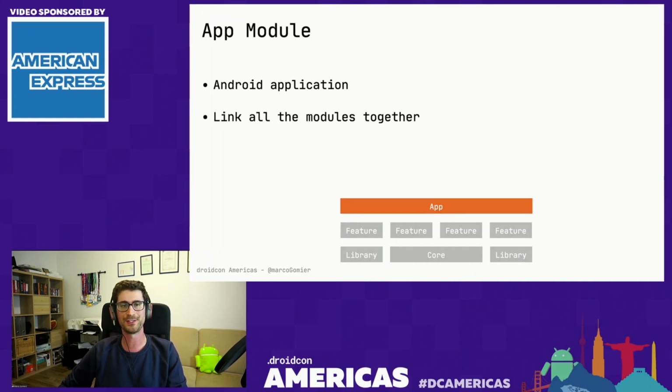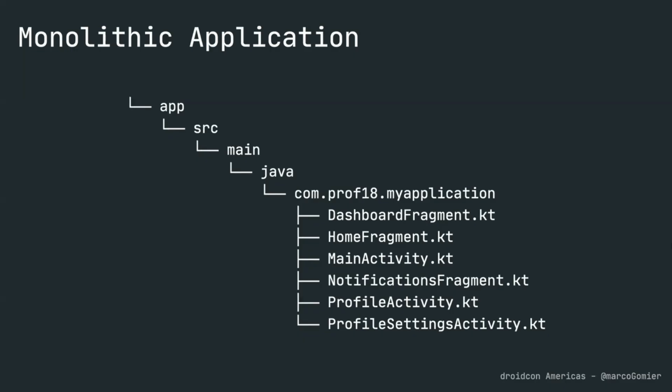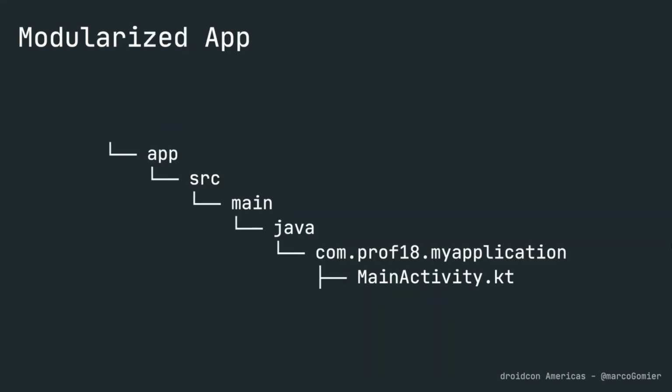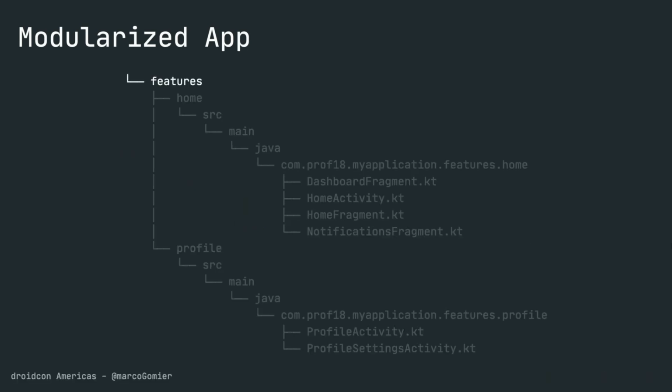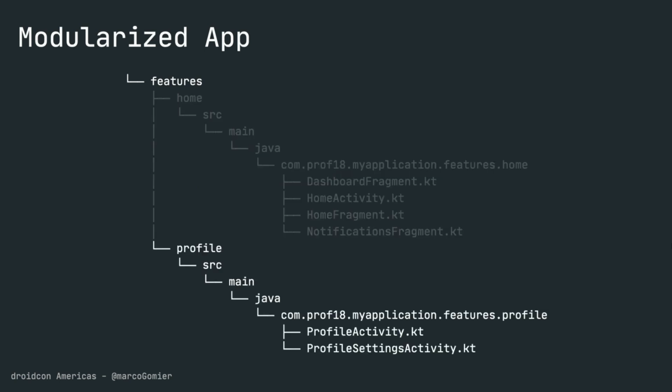And for this reason, it depends on all the other features and on the libraries. So if we come back to the example of before, we have to create the app module that is the entry point of the application, and in this case, it decides what to open. And then we have 2 feature modules, the home module and the profile module. And this, of course, was a simple example.